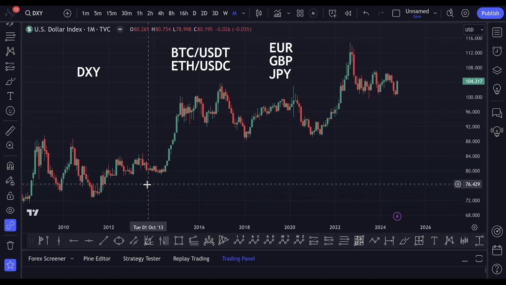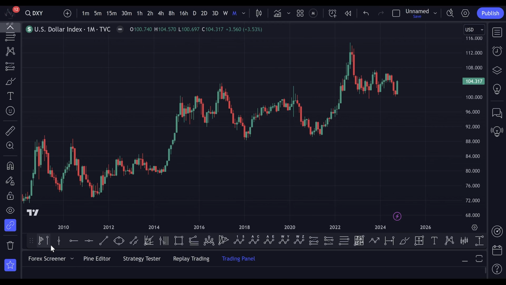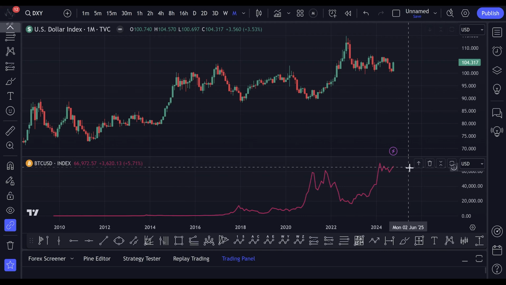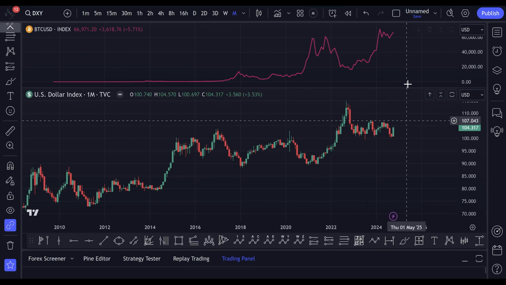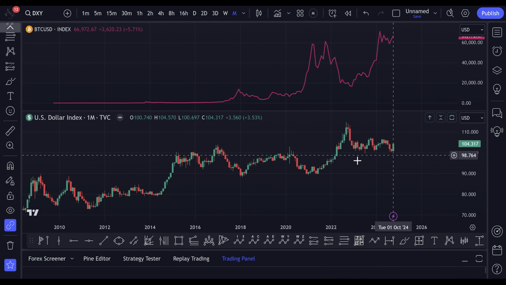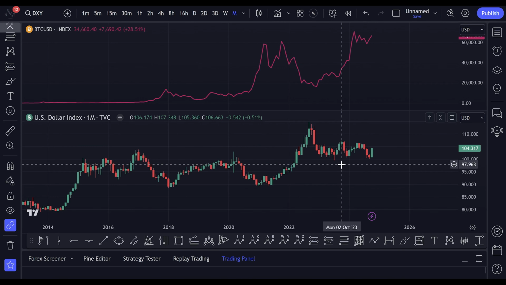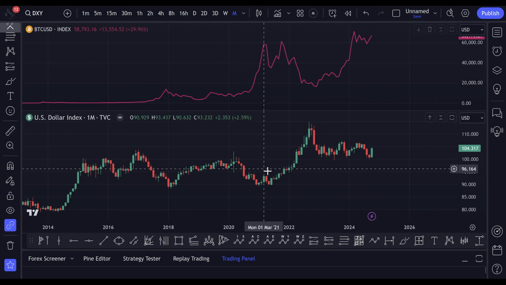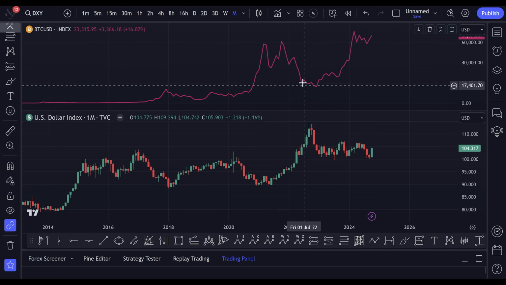Now that you understand what the DXY is, I'll show you how it affects Bitcoin and how you can benefit from this knowledge as a trader and even as an investor. So here, I'll add the chart of BTC, new pane, and I'll move it up. And so now that we have the two, we can actually compare them and see how they are correlated. And as you can see, in general, there is a negative correlation between the two. When the DXY is moving down, Bitcoin is moving up. When the DXY is moving up, Bitcoin is moving down.